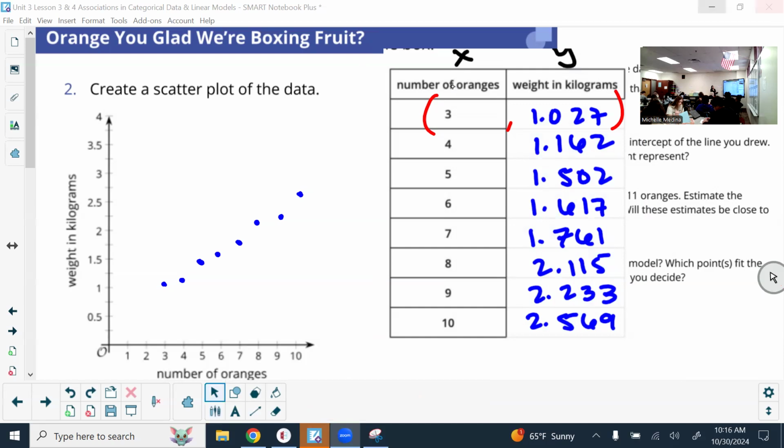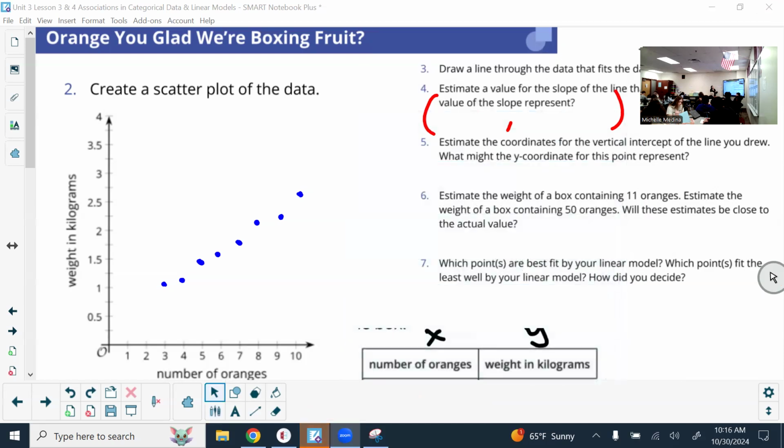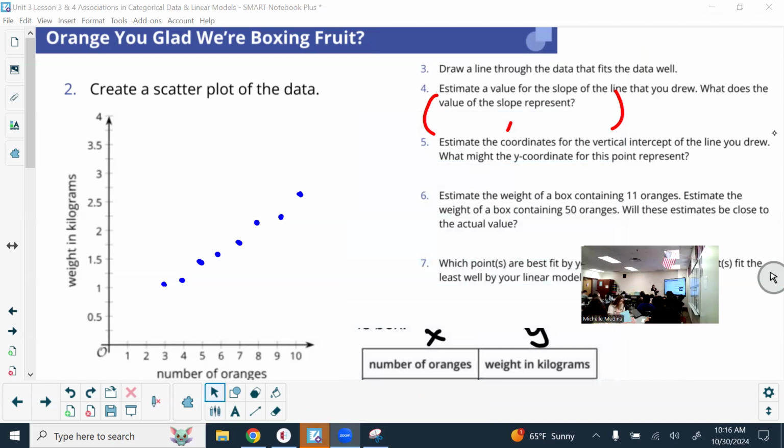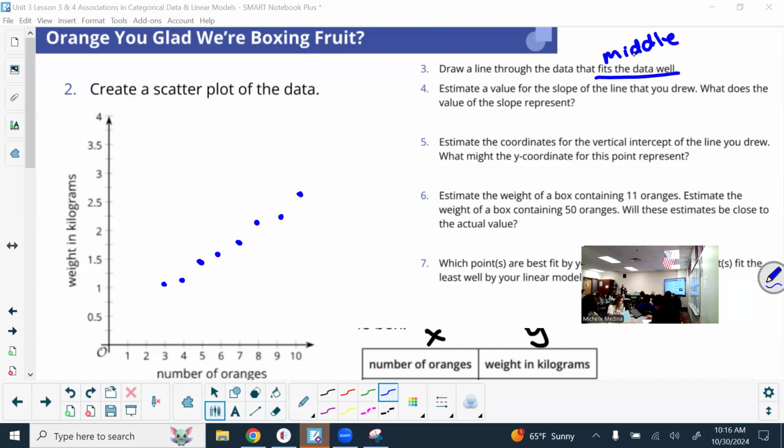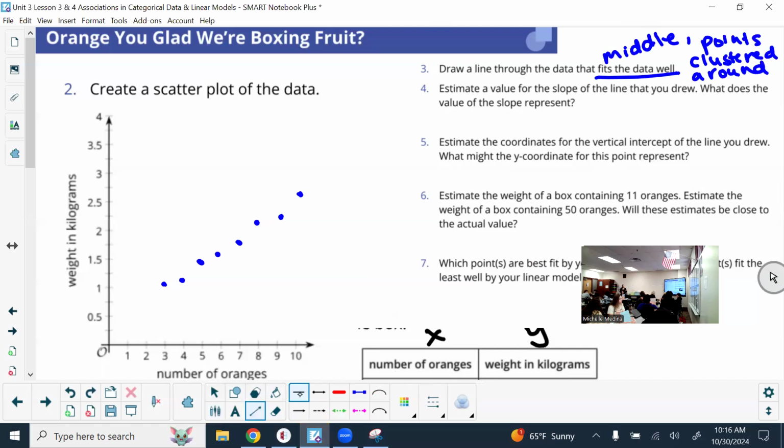We are going to make a linear model by drawing a line through the data that fits the data well. So that you'll be tested on as well, making a scatter plot and drawing what we call a line of best fit. So maybe take down some notes. If it fits the data well, then the line you're drawing goes through the middle of the data where the points are clustered around it. Because we're creating a linear model.